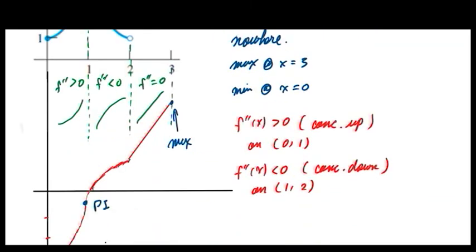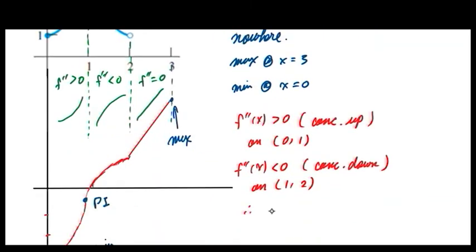So we have 1 point of inflection. Therefore, we have point of inflection at x is equal to 1. How about that? And this is a complete work. Do we have any questions?